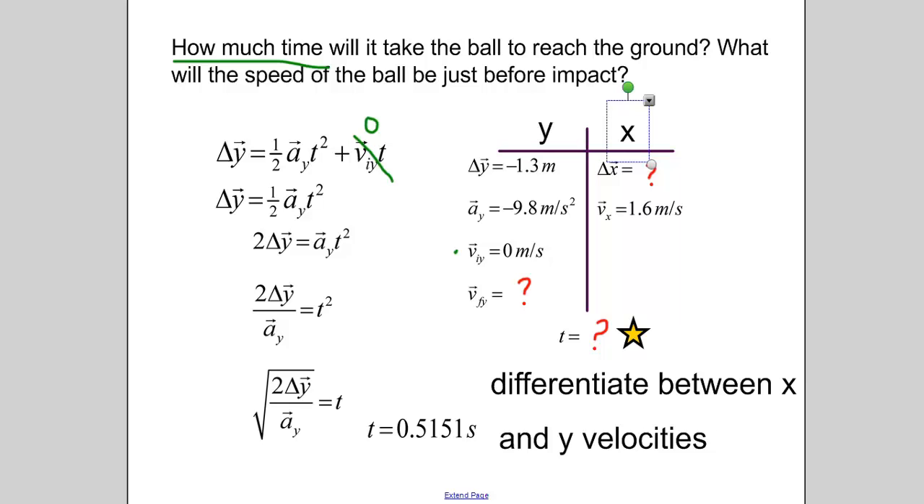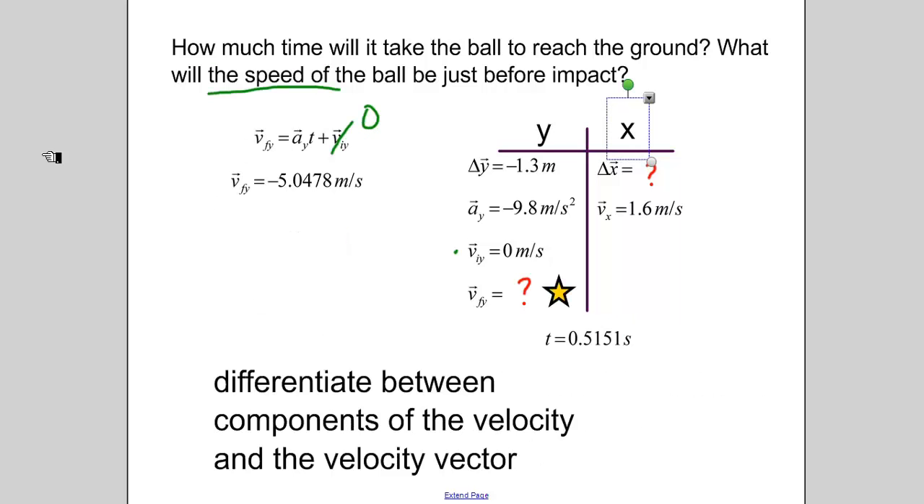So it still hits the ground at the same time. Okay, so the next part says, what is the speed of the ball just before impact? Well, go ahead and put in what you know from the previous problem that adds to our chart, that 0.5151 seconds, and realize that to find the speed, it's actually a two-step process. I first have to find the missing final component.